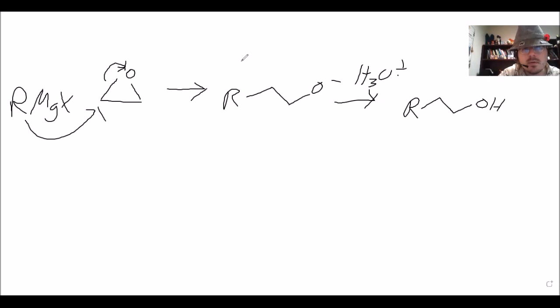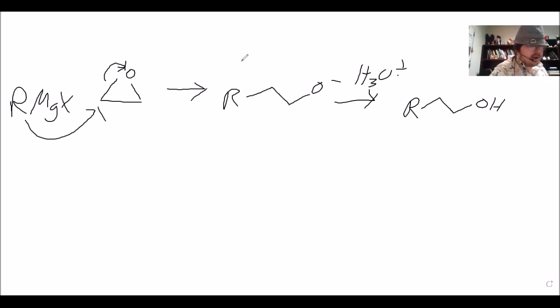Now, which way is it going to attack? It's going to attack essentially to ring open, creating whichever carbon can better hold the negative charge. Keep that in mind. Which carbon can better hold that negative charge, help hold that electronegative oxygen. So it will attack one versus the other unless it's symmetrical.